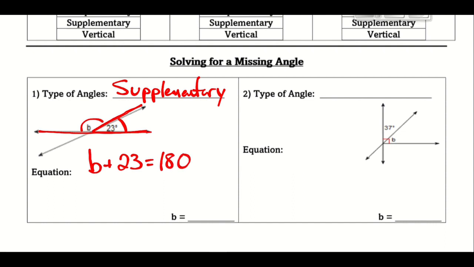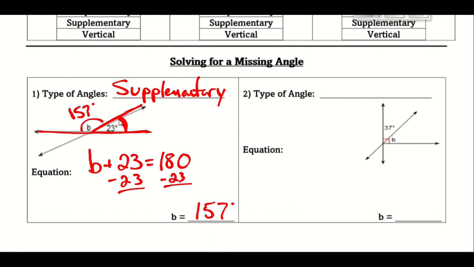Now, I know you might not need to set up that equation. You might know how to solve that right away, but we're going to set up some trickier examples where you're going to need to set up an equation. So here, I'm just going to solve this equation really quick with that one step of subtracting 23 from both sides. And that's going to tell me that B is 157 degrees, which makes sense. If this is 157, this is the 23 that's left over. They do add up to 180 degrees.